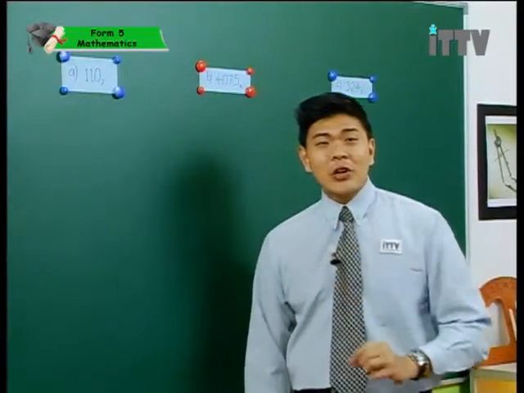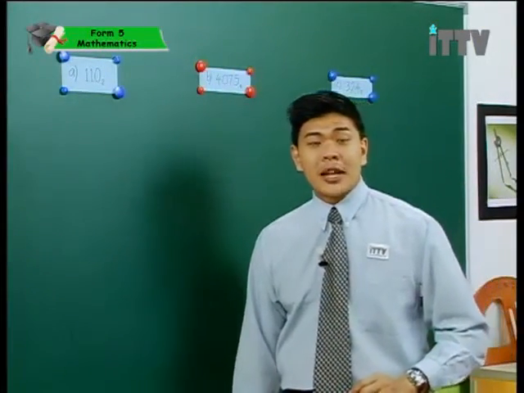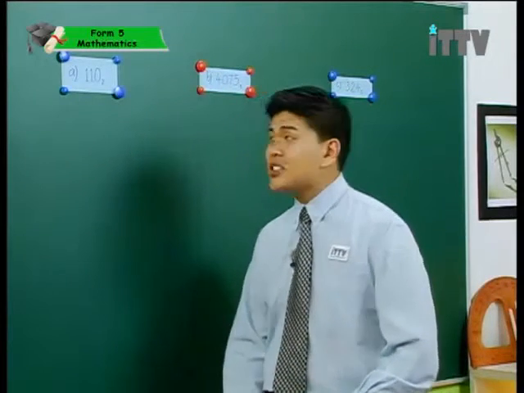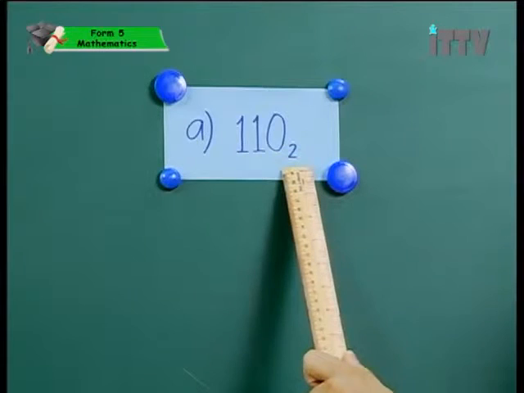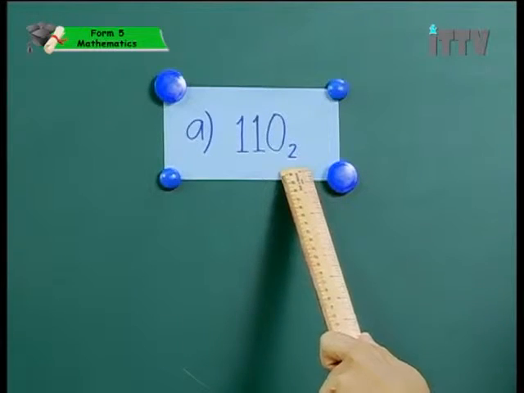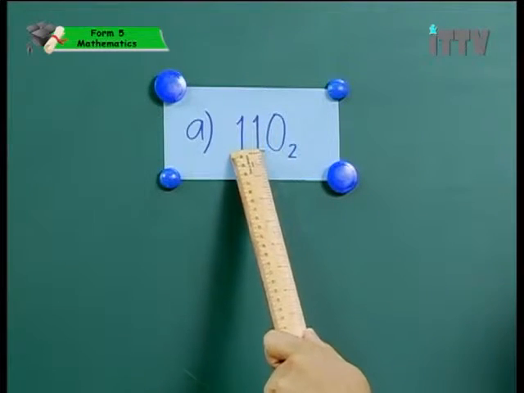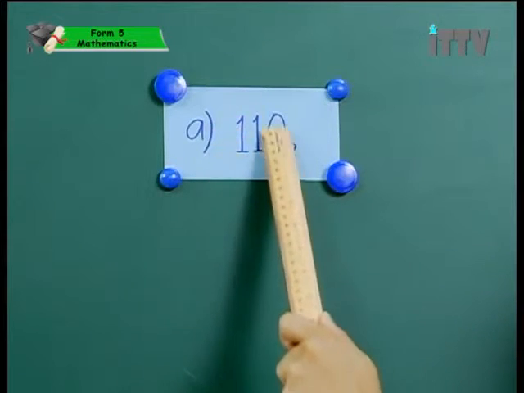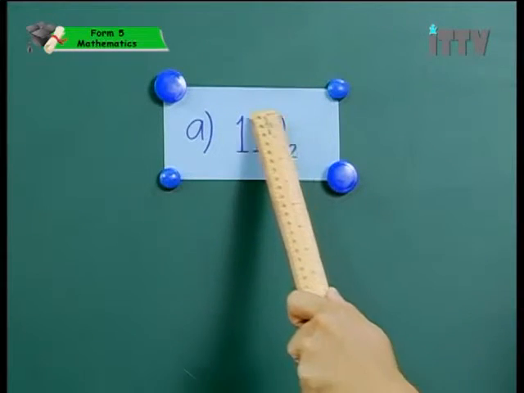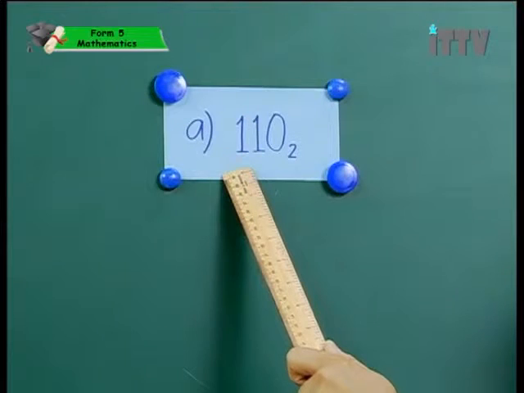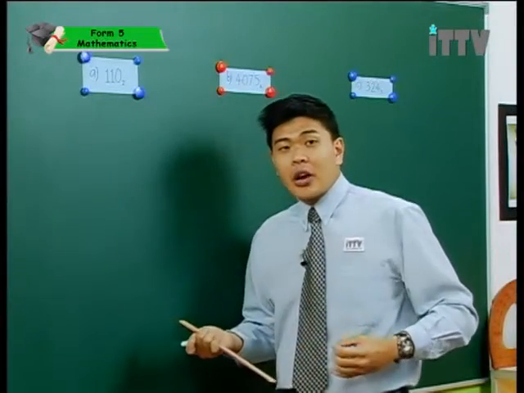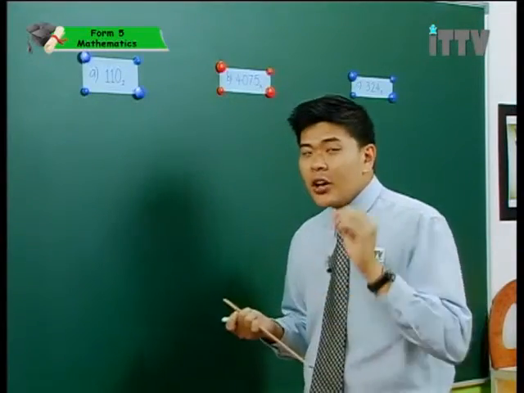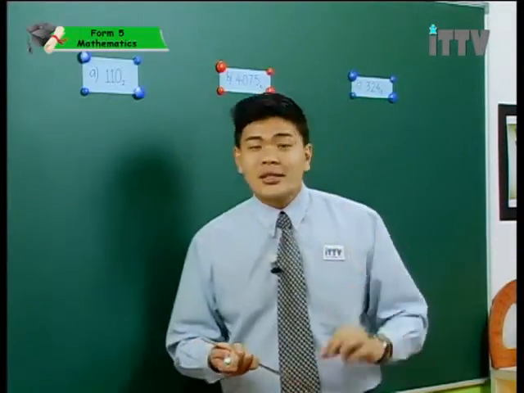Okay guys, now let's take a look at our first number, which is a number in base 2, 110. We know that base 2 only consists of the digits 0 and 1. But now we can convert this number to a number in base 10, because they will have exactly the same value, but they are just expressed differently, because they are in different number bases. So remember the two simple steps.